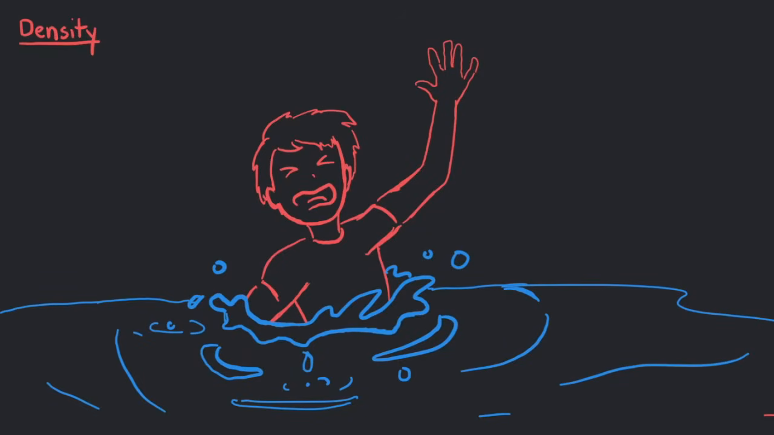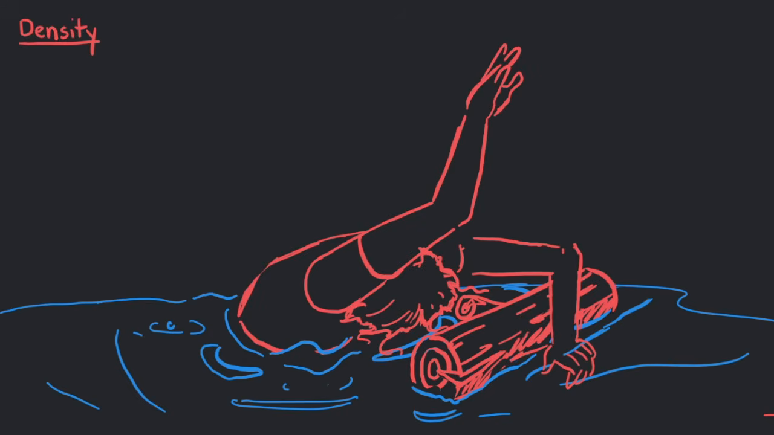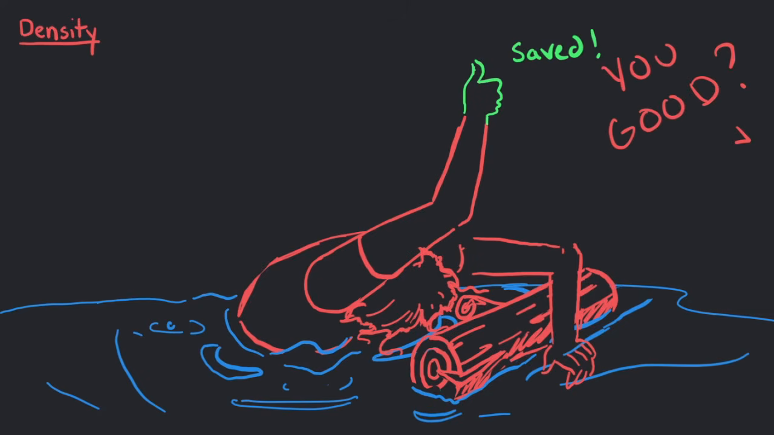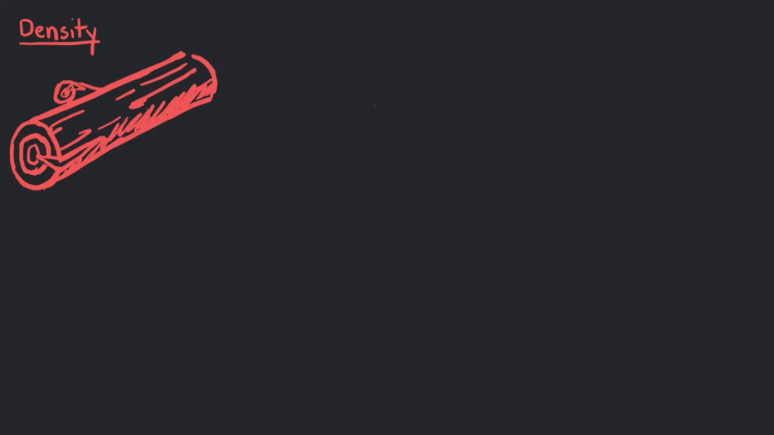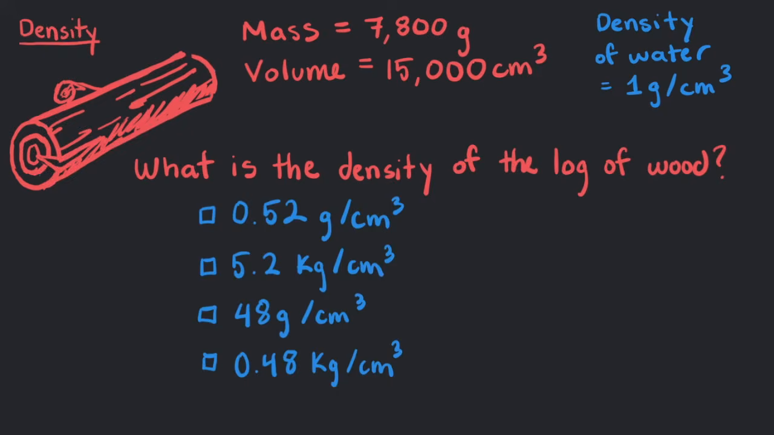One last problem. Barry is drowning in the lake. On the shore, his friend panics and throws a log of wood towards him. Luckily, it floats on the water, and Barry can use it for support. Phew, the log saved Barry. Later on, Barry finds out that the piece of wood has a mass of 7,800 grams and a volume of 15,000 cubic centimeters. He knows the density of the water is 1 gram per cubic centimeter. What is the density of the log of wood?